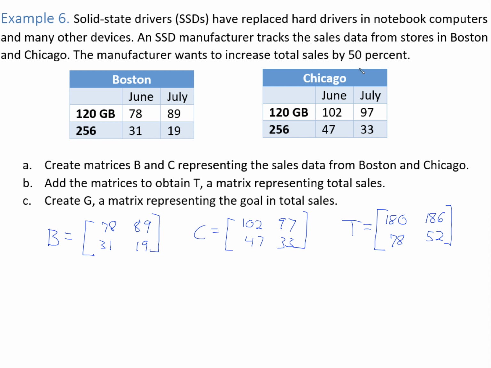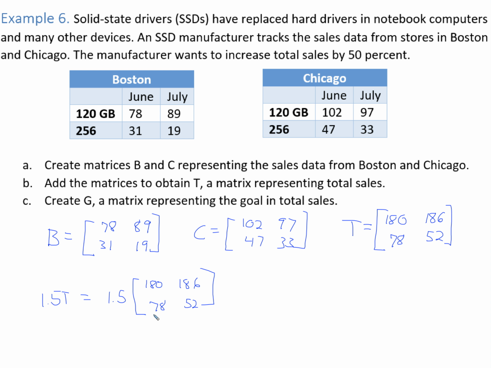Well, they want to increase sales by 50%. So we want to increase by 50%. So this would be like 100% of what we have now. If we want to increase by 50%, we want to multiply that by 1.5. So we're going to take 1.5 times matrix T, so that's 180, 186, 78, and 52.